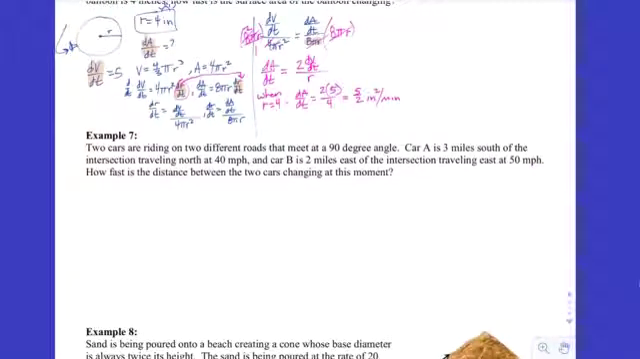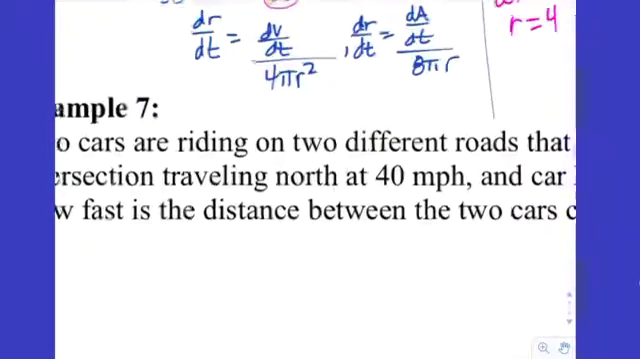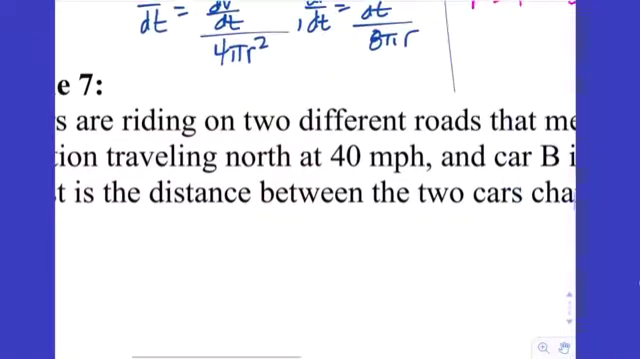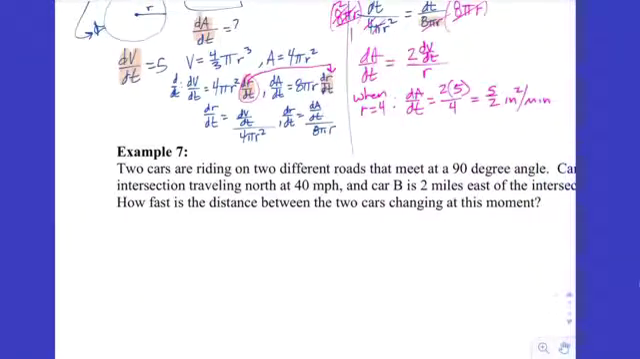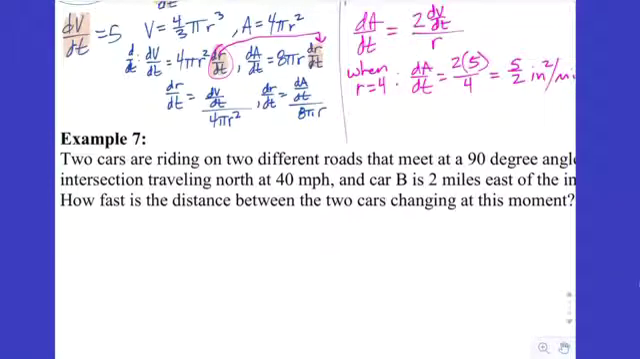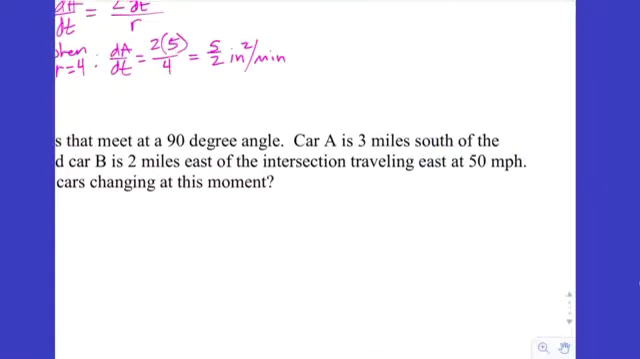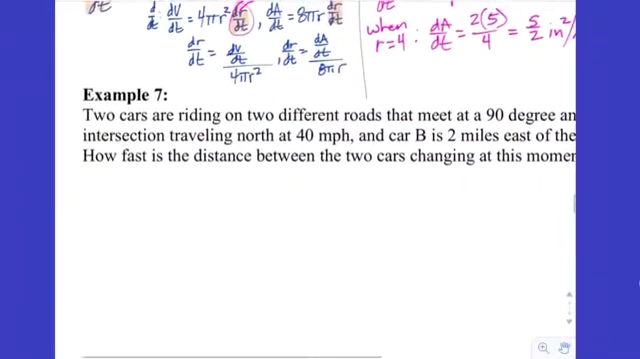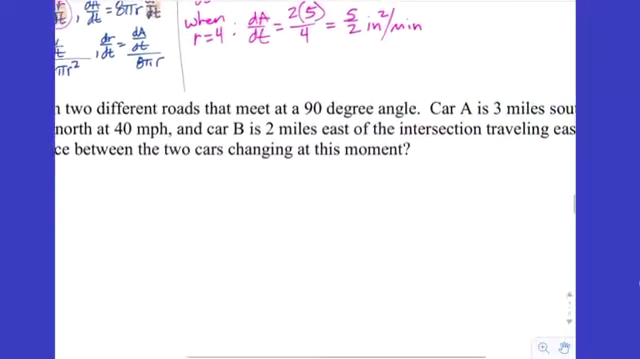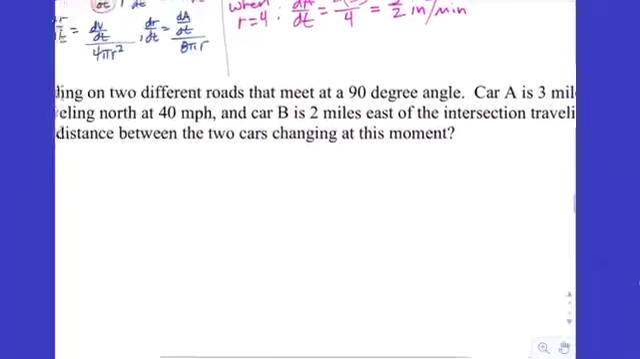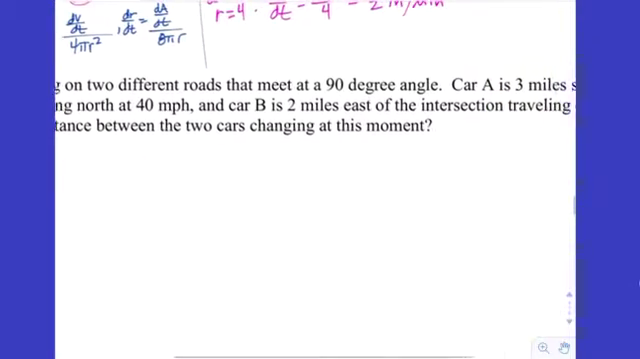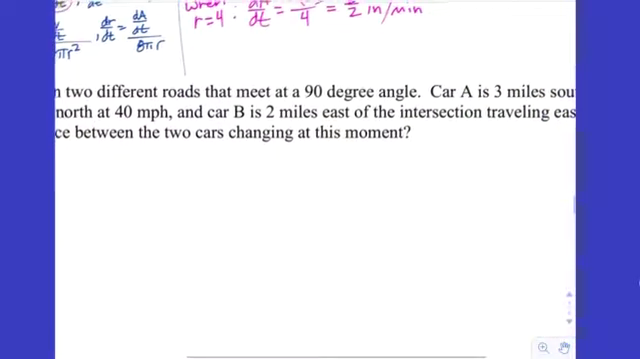Okay. Example 7. 2 cars are being driven, hopefully, by either a real person or a computer, on 2 different roads. And the roads meet at a 90-degree angle. Car A is 3 miles south of the intersection, traveling north at 40. Car B is 2 miles east of the intersection, traveling east at 50. How fast is the distance between the 2 cars changing at this moment?